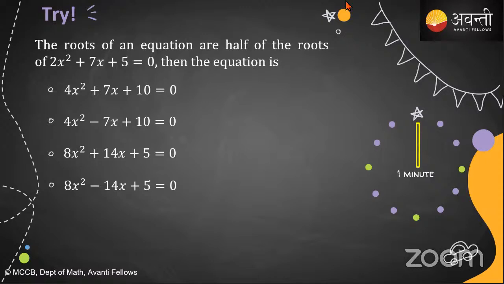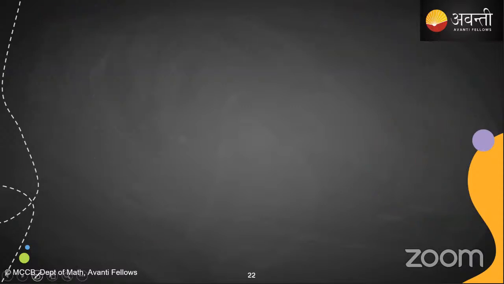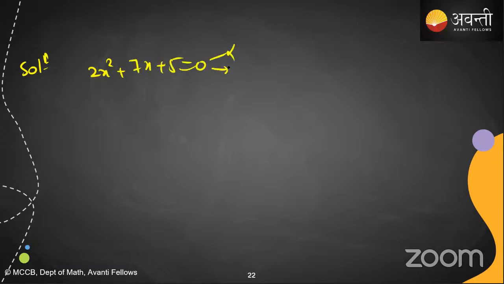Okay, very good, JNV Ballari, very good. So everybody, pay attention here. So what is your equation? Equation क्या है? 2x square plus 7x plus 5 is equal to 0. इसके रूट से अल्फा बीटा, राइट? सो रिक्वायर्ड रूट्स क्या होने चाहिए? रिक्वायर्ड रूट्स होने चाहिए अल्फा बाय 2, बीटा बाय 2, राइट?